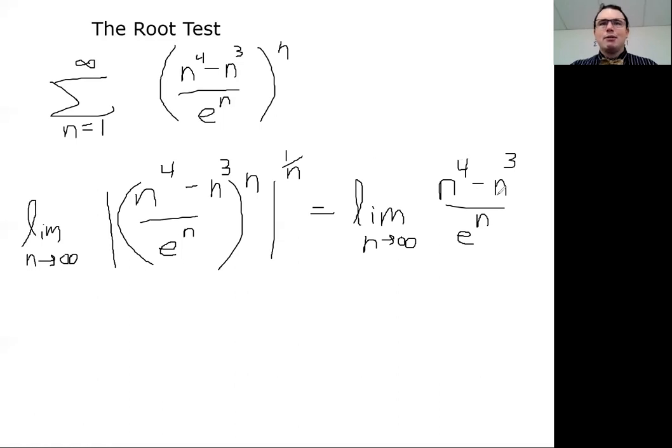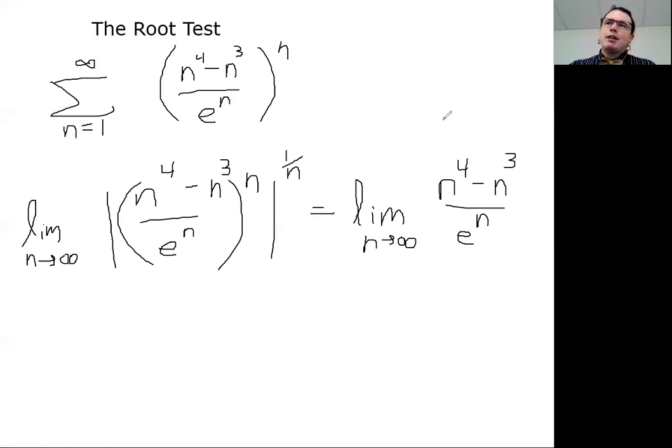Numerator n to the power 4 minus n to the power 3, denominator e to the power n. And I claim that this is a job for L'Hopital's rule, where the numerator and the denominator of my fraction are both going to positive infinity. Well, that's pretty clear for the denominator. As n grows, e to the power n grows very quickly. But for the numerator, n to the power 4 and n to the power 3 are both going to infinity. And then I'm taking the difference of those things.